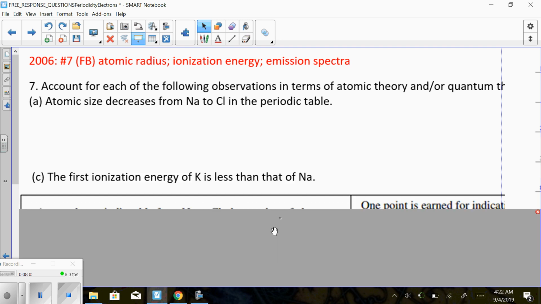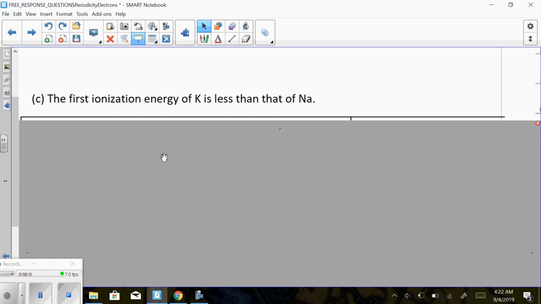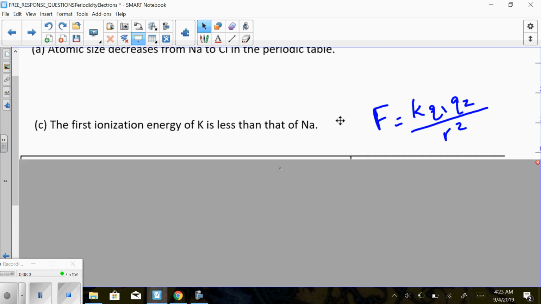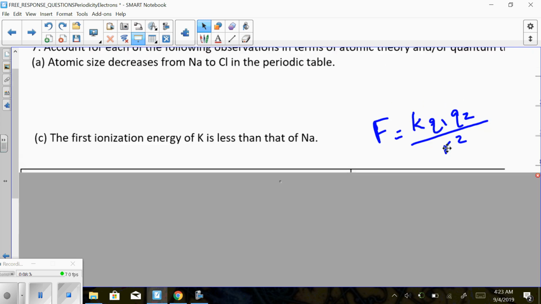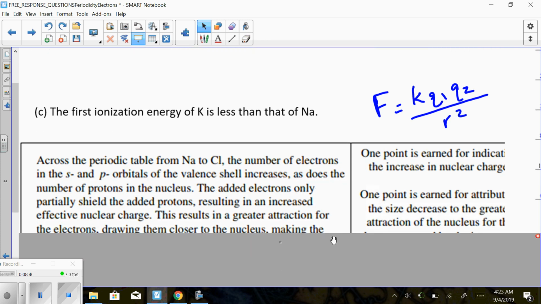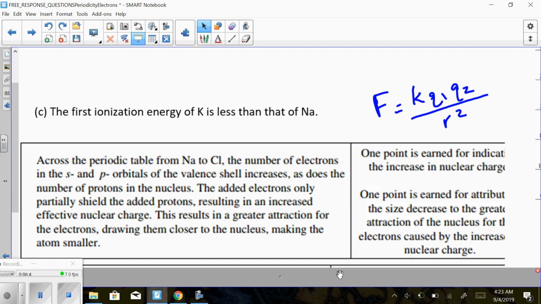And so if we look at that, the two things you want to address are charge, what happens to the charge as you go across that period, and size. So if we look at charge, we know that as you go across, you increase the number of protons. So the charge increases, but what would happen to the size? As the number of shells increase, the size increases, but we don't have more shells. We're in the same shell.